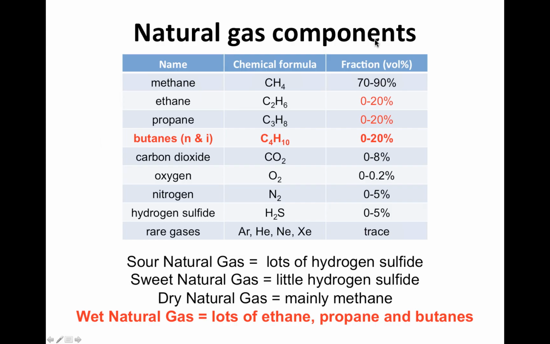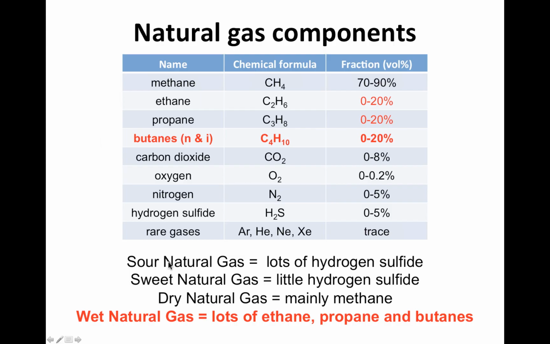So this is natural gas components. So we've got methane. This is the main feature of natural gas, typically between 70 and 90%. Then there are the longer chain alkanes, ethane, propane, and the butanes, both normal and isoforms. Collectively, these can represent somewhere in the region of 20 volume percent of a low methane containing natural gas. And then we have a series of other compounds, obviously CO2, oxygen, nitrogen, etc.